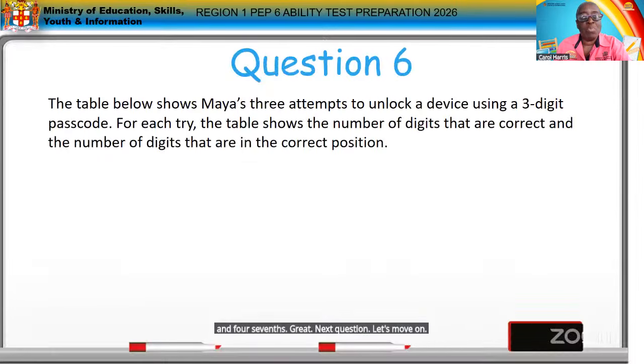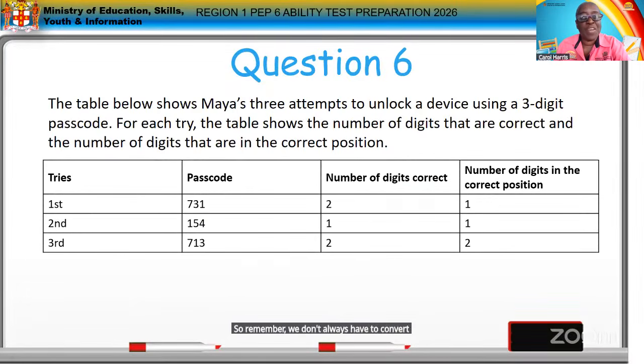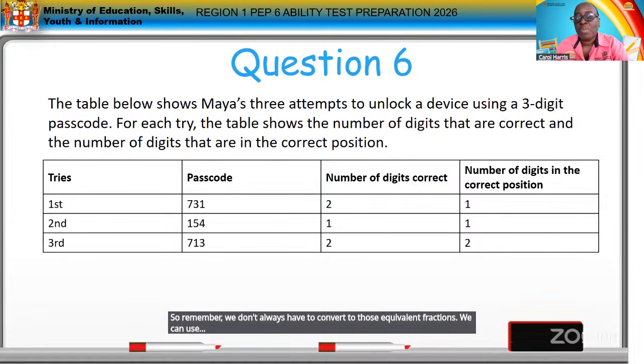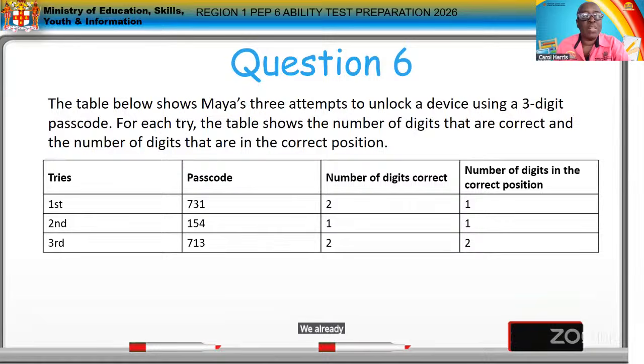So remember, we don't always have to convert to those equivalent fractions. We can use. All right. So we're not using the time now to cross chat. So let's move on. Are we ready now? So remember, let's look at our next question.